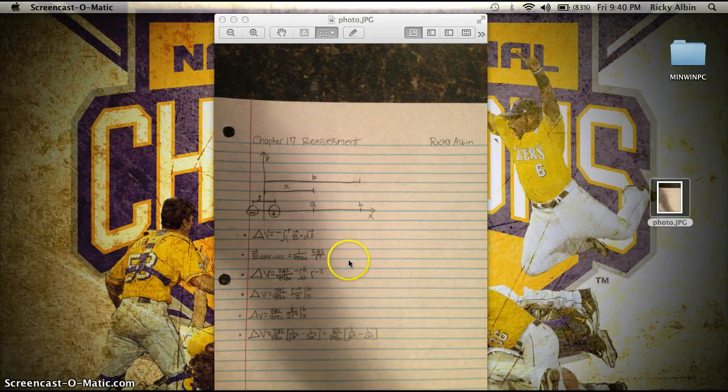Because as you can see down here, you integrate from B to A, so it takes the difference of that distance anyway, and that's what we're trying to find in this problem: the potential difference along the path from A to B, so right here.